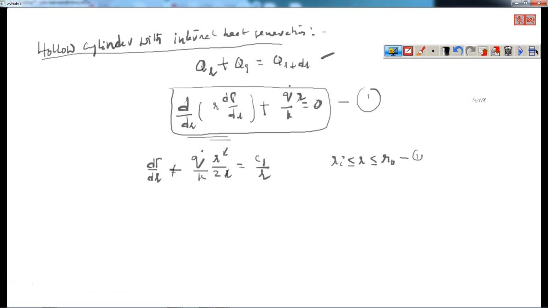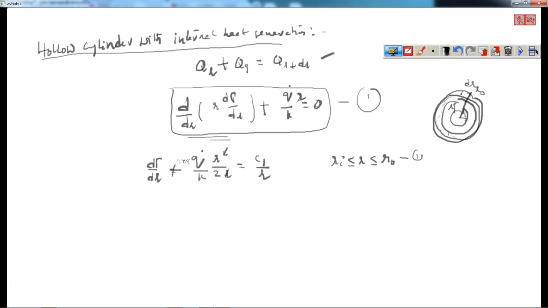I mean to say, this is the cylinder, this is the internal diameter, and this is going to be the thickness. This is ri, this is r0, and this is r, and this is dr. Like this I have taken it.